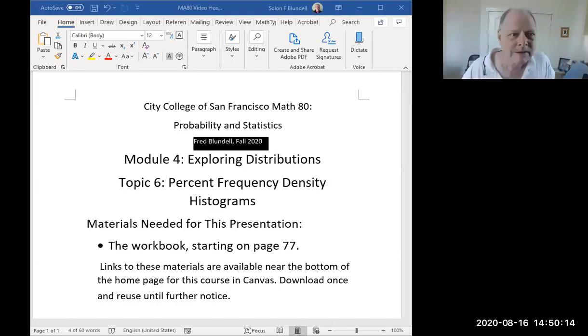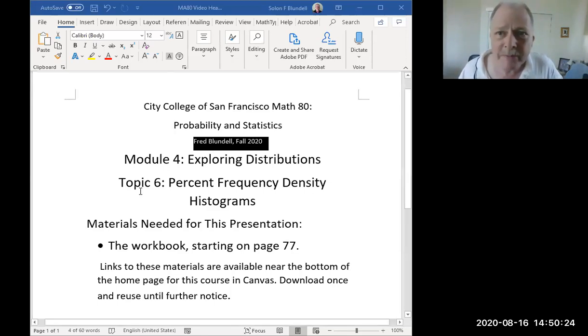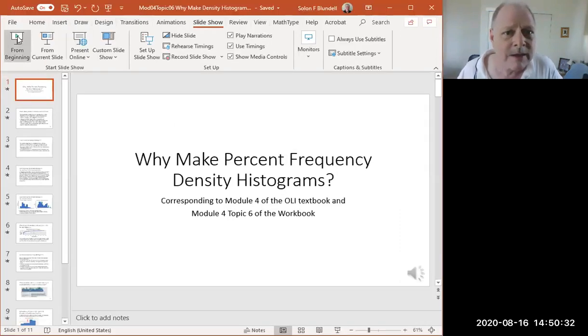Okay, so this is the second video about topic 6 in module 4. It's more about the percent frequency density histogram. It's based on this PowerPoint presentation. Let me just get that started. And here we go.